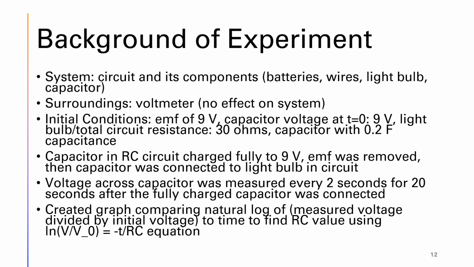The capacitor in the RC circuit was fully charged, 9 volts, then the battery was removed, and then the capacitor was connected to the light bulb in the circuit. The voltage across the capacitor was measured every 2 seconds for 20 seconds after the fully charged capacitor was connected, and I created a graph comparing the natural log of measured voltage divided by initial voltage to time to find the RC value using this equation down here.